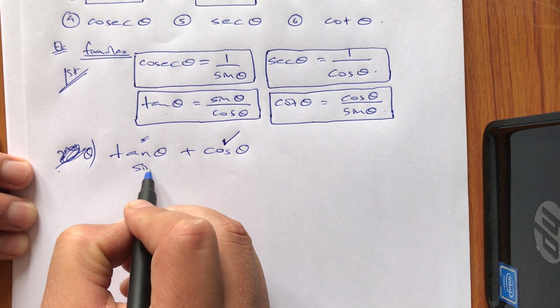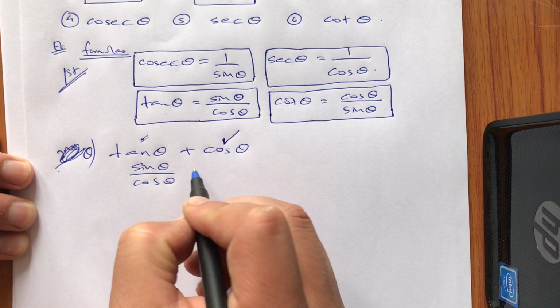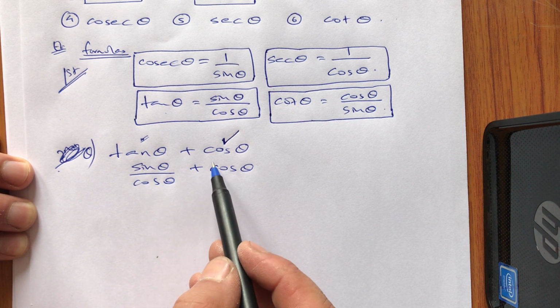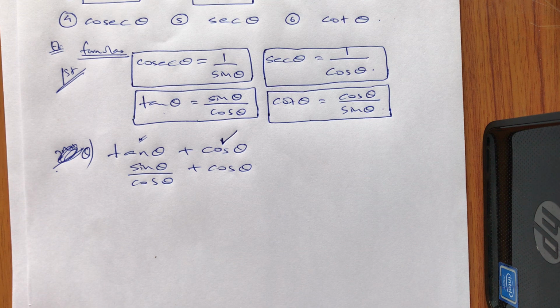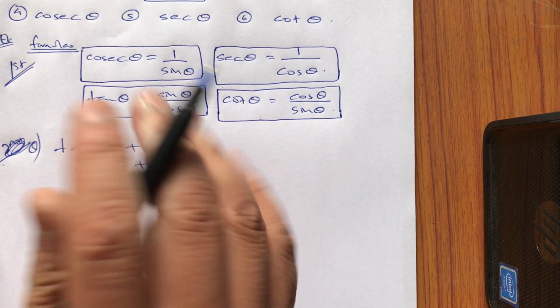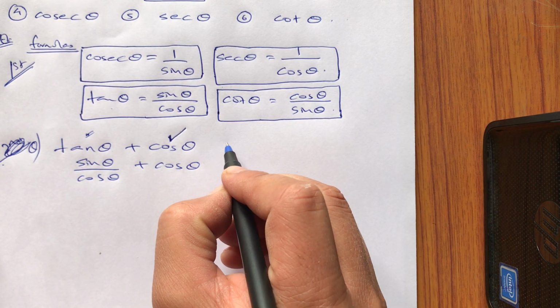So I write sine theta by cos theta, and this I leave as it is, because now everything in this question is in terms of sine and cos. That is what I meant by converting everything into sine and cos. Okay, after this, what to do will come. But right now, let's give you another question.